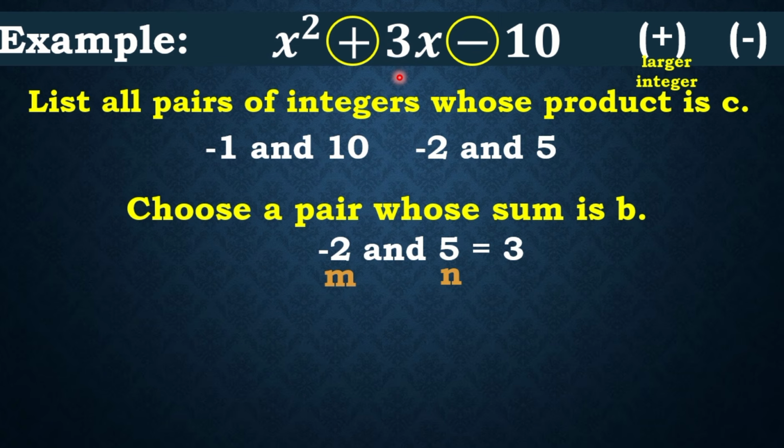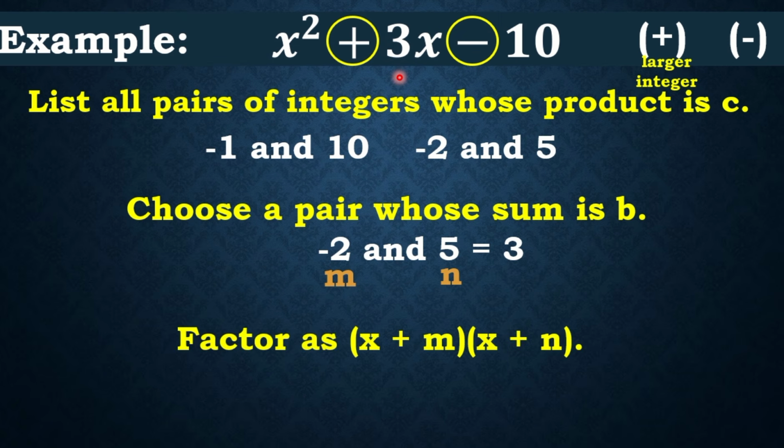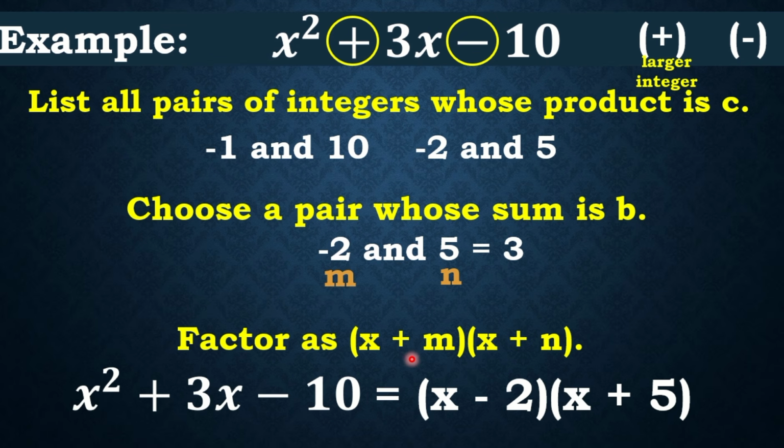So, therefore, this is our M and N. So, following this pattern, ito gagamitin natin bilang guide ninyo. So, x minus 2 and x plus 5. So, these are the factors of x squared plus 3x minus 10.